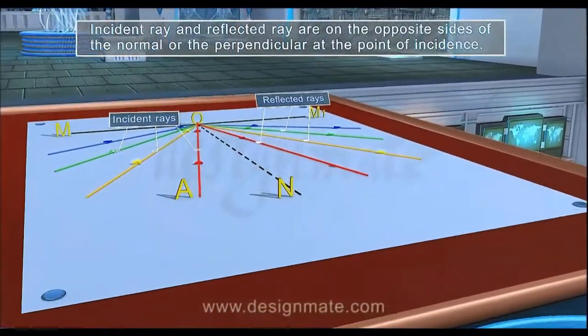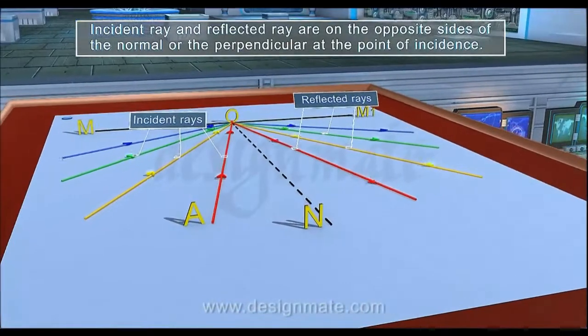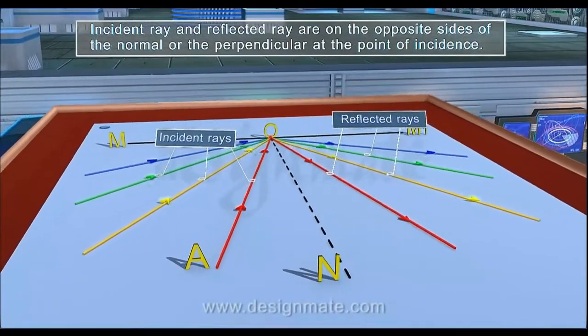Note that the incident ray and reflected ray are on the opposite sides of the normal, or the perpendicular, at the point of incidence.